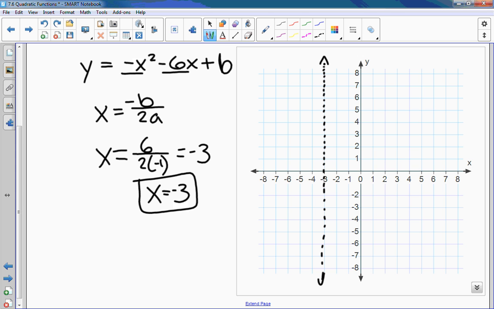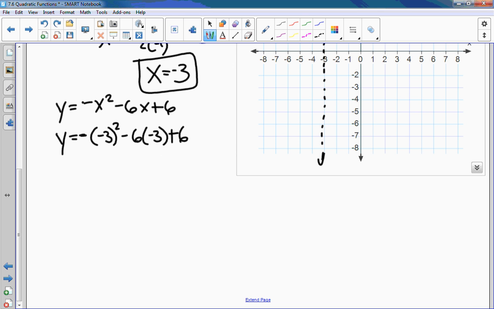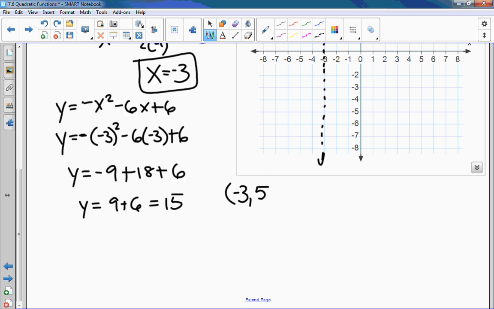But let's find our y value because we need to find our vertex first. So y is equal to -x squared minus 6x plus 6. Now, what should I do with that -3 again? That's right, I should plug it in for the x value. y equals negative, and remember, PEMDAS tells me to do the exponent first, not multiplication. Minus 6 times -3 plus 6. So I end up getting y is equal to 9 plus 6, or 15. So I end up getting -3, comma, 15.